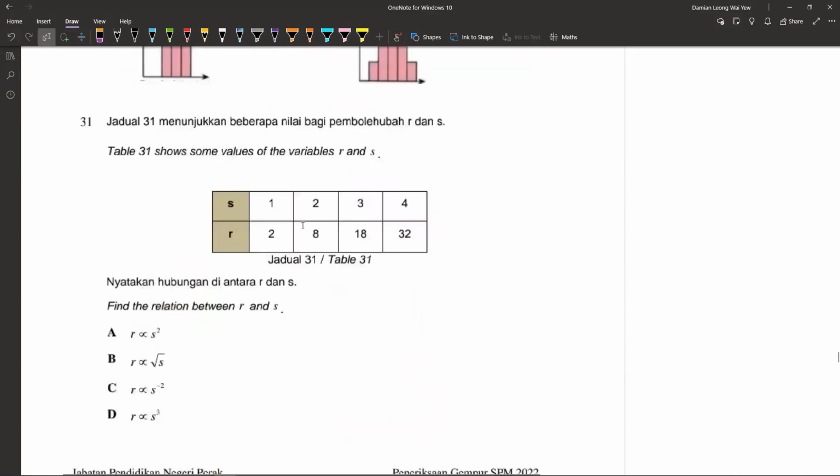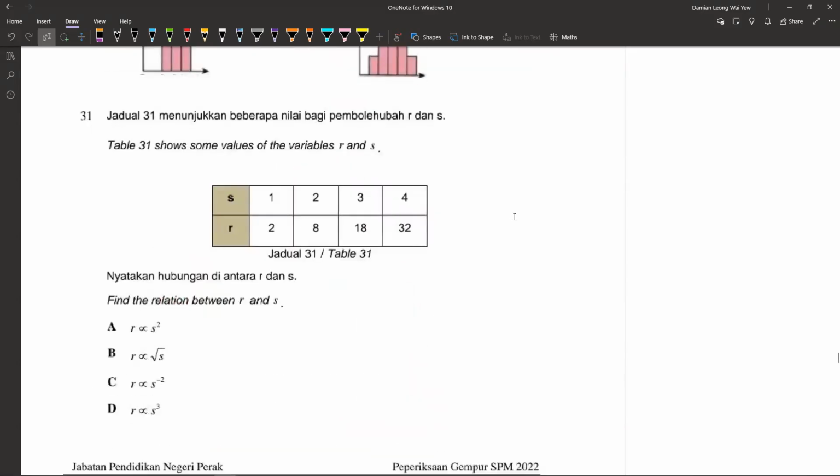Okay. Then question 31. Find the relation between R and S. If I look at how it relates, here is times 2, here is times 4. So it doesn't relate the same way. But between 2 and 4, 2 squared is 4. So if I compare S squared, 1 squared 1, 2 squared 4, 3 squared 9, 4 squared 16. So if I take R over S squared, 2 divided by 1, 2, 8 divided by 4, 2, 18 divided by 9, 2, 32 divided by 16, 2. So that's how they relate. R varies with S squared.